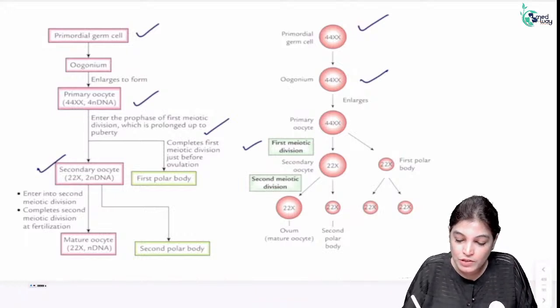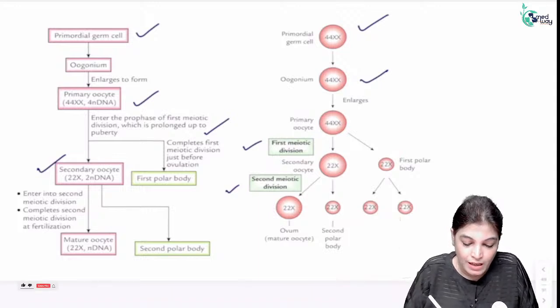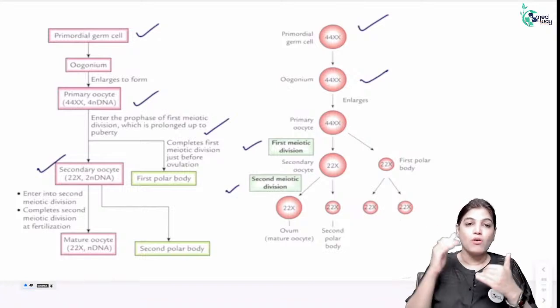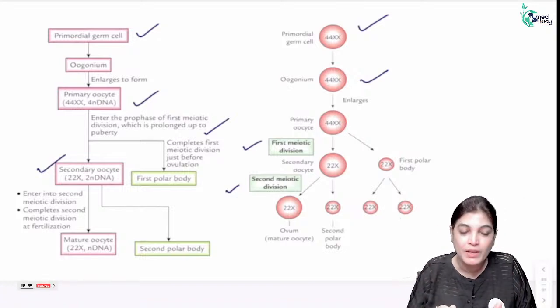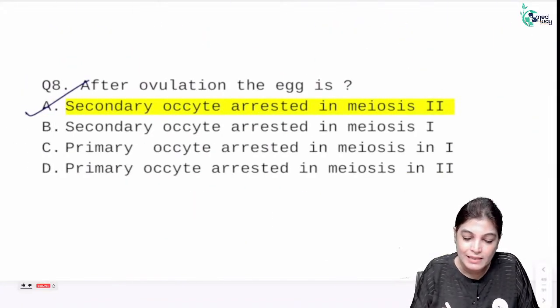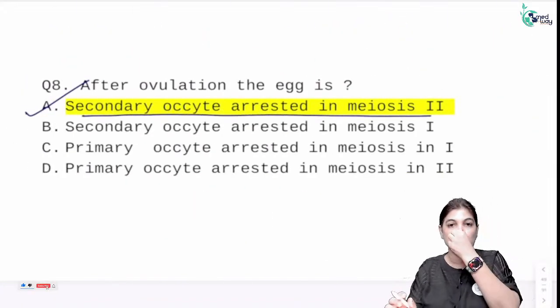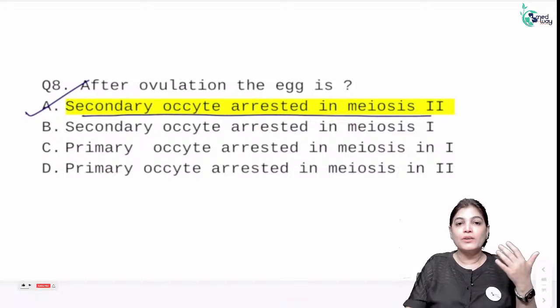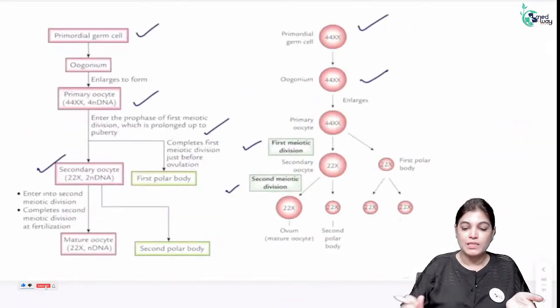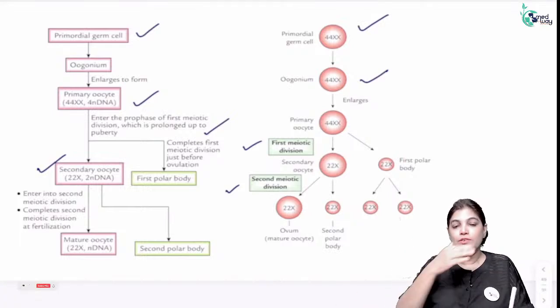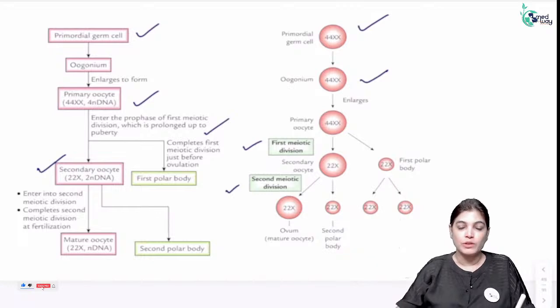Now the second meiotic division occurs. The secondary oocyte will again enter the second meiotic division, but please note down, the process is not completed until fertilization occurs. When fertilization occurs, the second polar body is released. So definitely the right answer here will be secondary oocyte arrested in meiosis second. Is it clear? What I have done is a quick recapitulation of the process of oogenesis. You have to know the arrest and completion of the first meiotic division, and the completion of the second meiotic division.